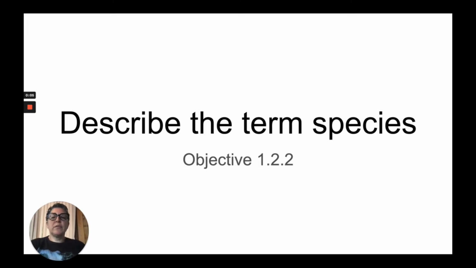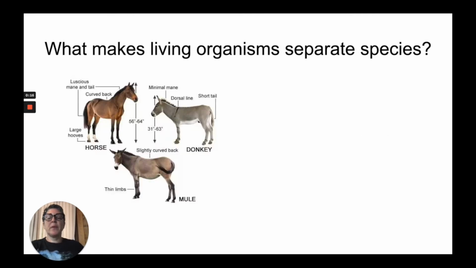This video covers the IGCSE Biology Objective 1.2.2 on the 2025 CAIE syllabus to describe the term species. So what makes living organisms separate species? Here we have a horse and a donkey. When those two organisms reproduce together, they produce something called a mule. Yet a horse and a donkey are separate species.